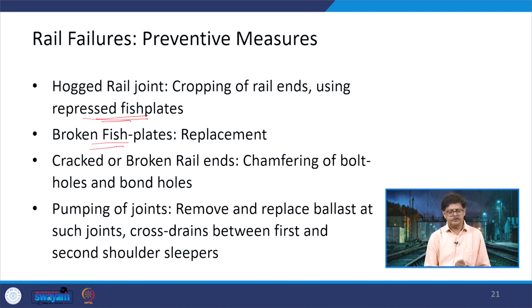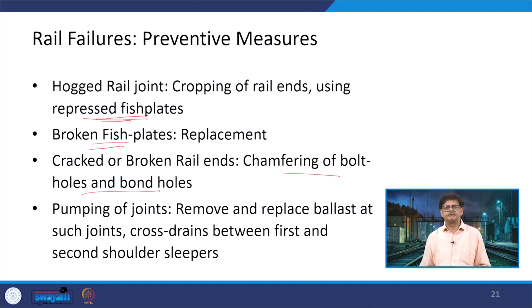Broken fish plate: if the fish plate itself has broken, then there is no other remedy than the replacement of the fish plate. If there are cracked or broken rail ends, then in that case chamfering of the bolt holes can be done. So, this is another way of preventing the rail failure. So, if it is being done, you have to improve upon the section and then go ahead.